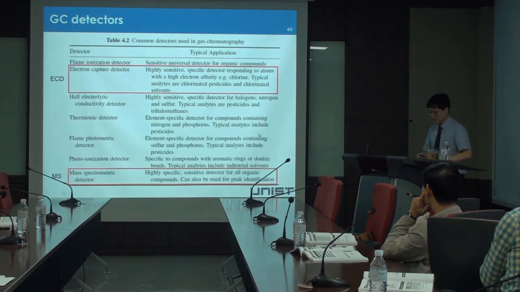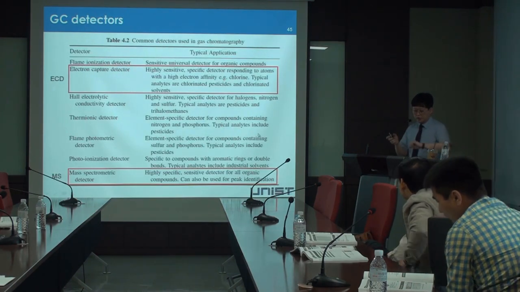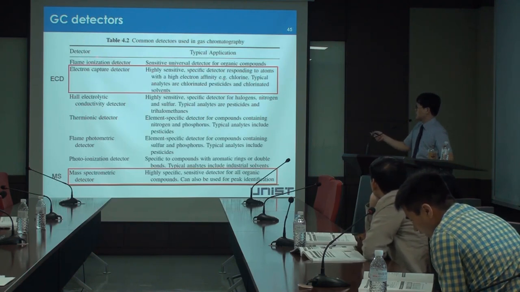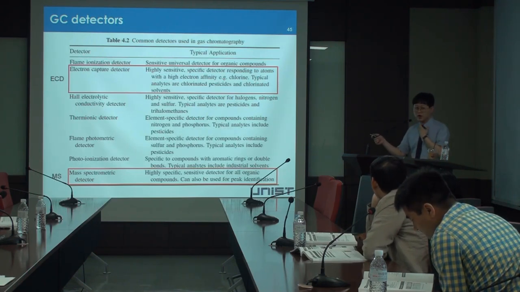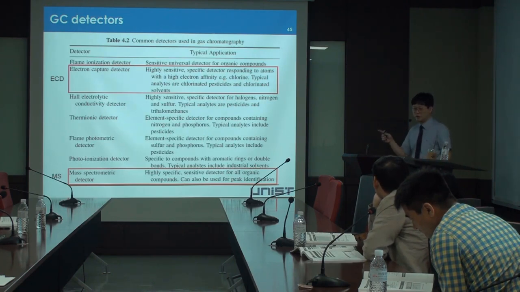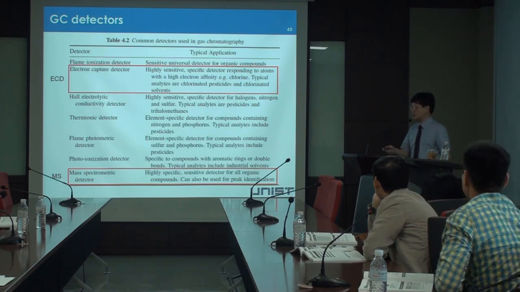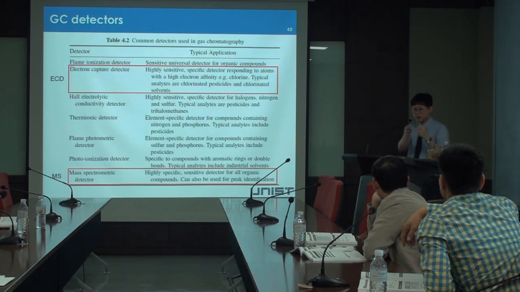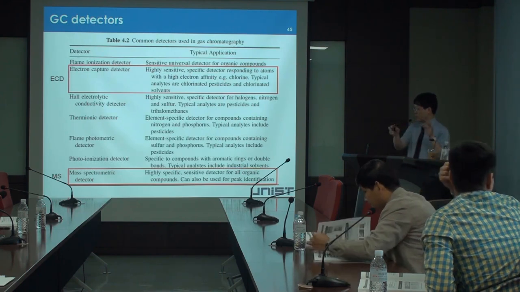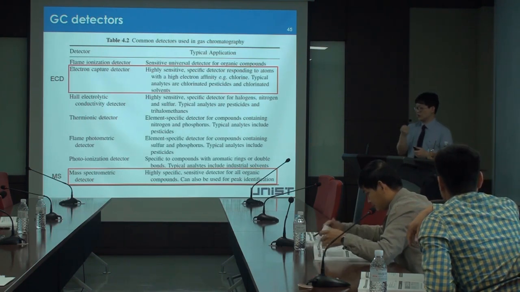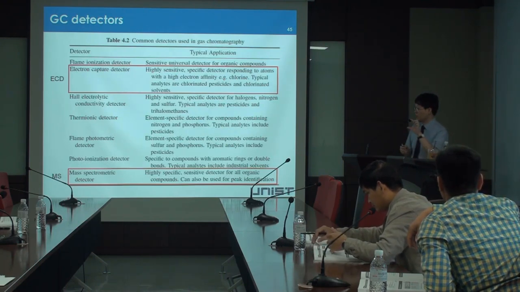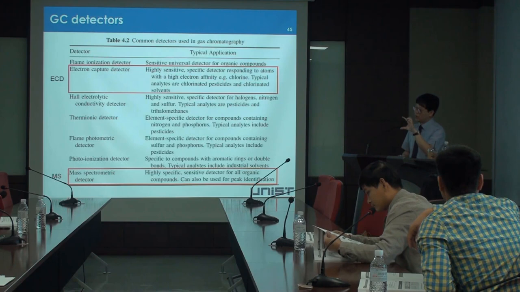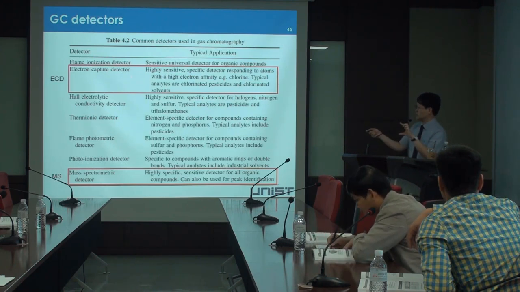There are many types of GC detectors. FID, flame ionization detector, is widely used for hydrocarbons. The second one is ECD, a very good option for POPs substances. Because in ECD, electron capture detection, the halogen atom's outer shell has a very strong affinity for electrons. So there's an electron flow and they can capture the electrons, so a small number of halogen atoms can be detected by ECD.